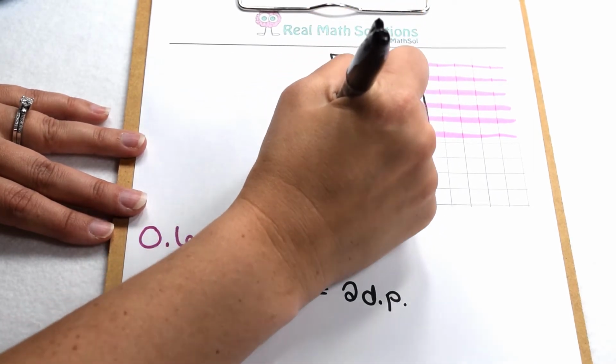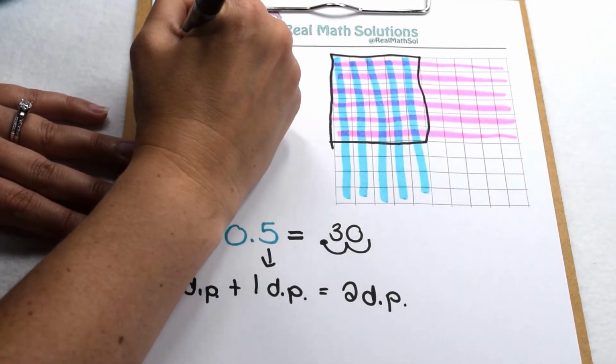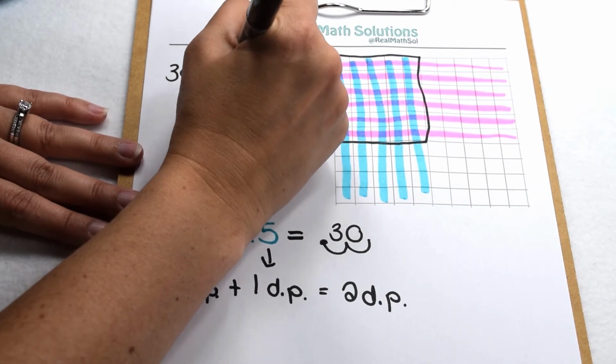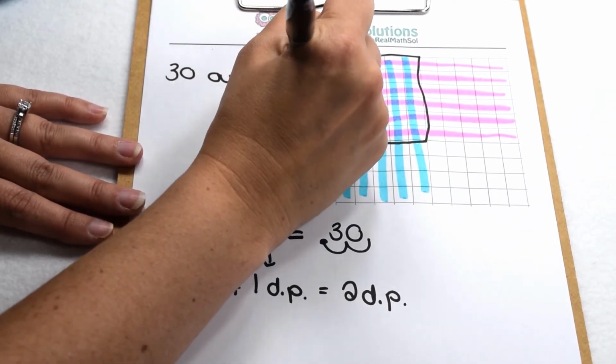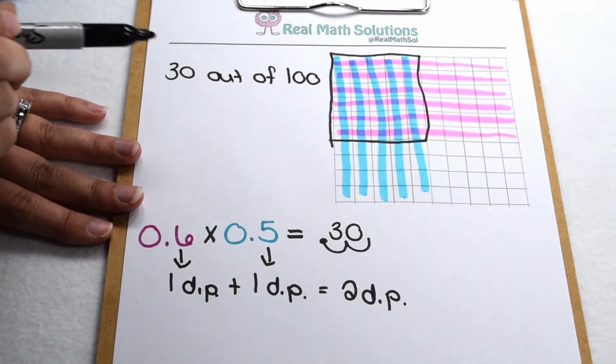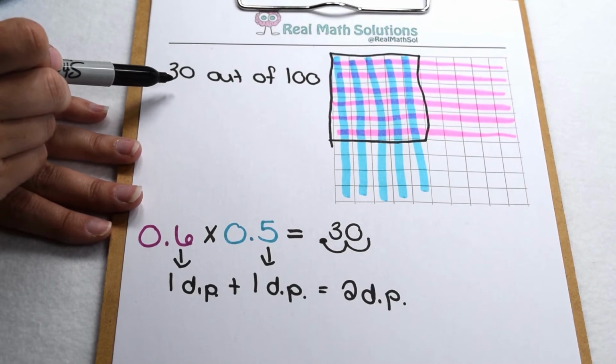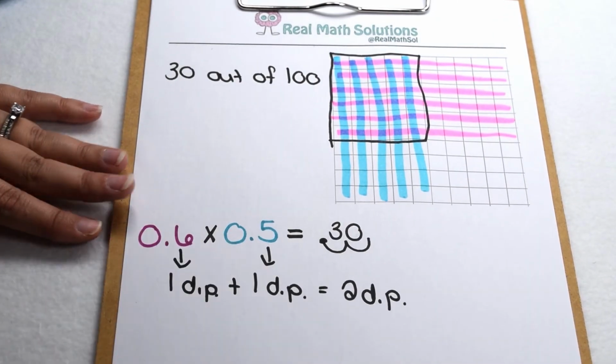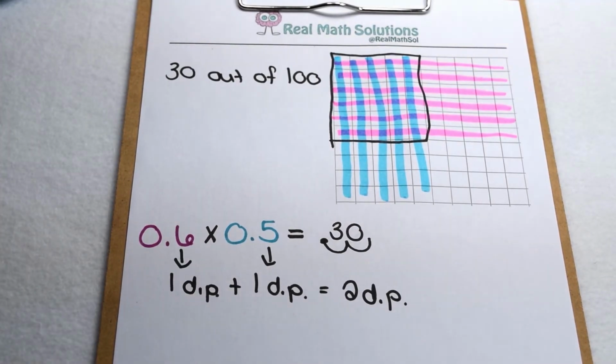If we count up, that's a total of 30 squares that are shaded with both pink and blue out of the 100 total squares in our area model. So again, our area model shows 30 hundredths, which we also came up with through our decimals.